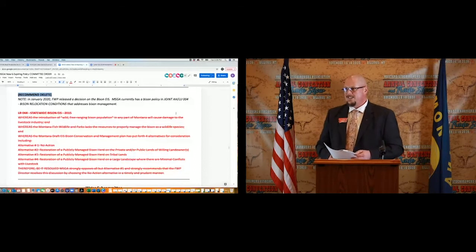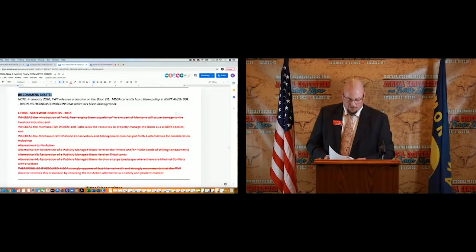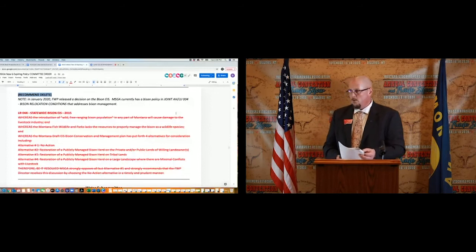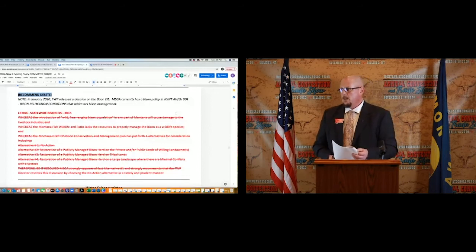Is there any discussion on scratching LR 044? Please let us know in the chat. We'll be striking it from the policy booklet. Any discussion on LR 044? Okay, we're going to go to the vote. Please vote on striking LR 044 statewide bison in the chat. Your full name and how you vote. Group setting, all names and how you vote.